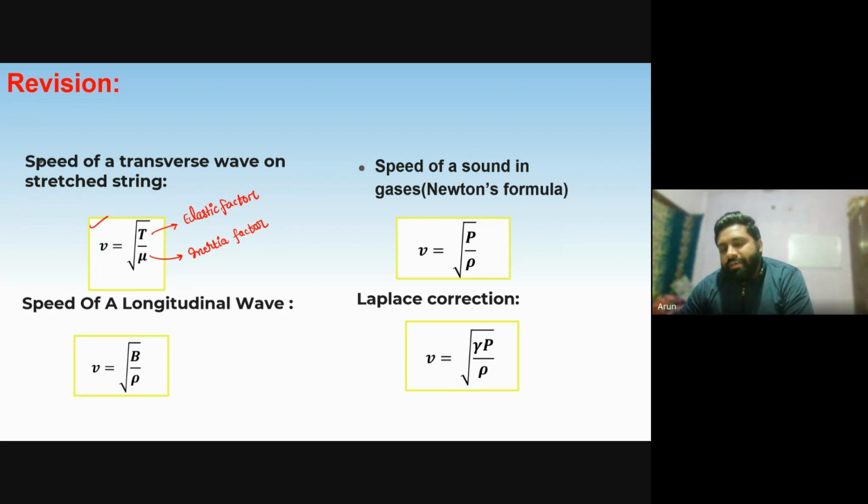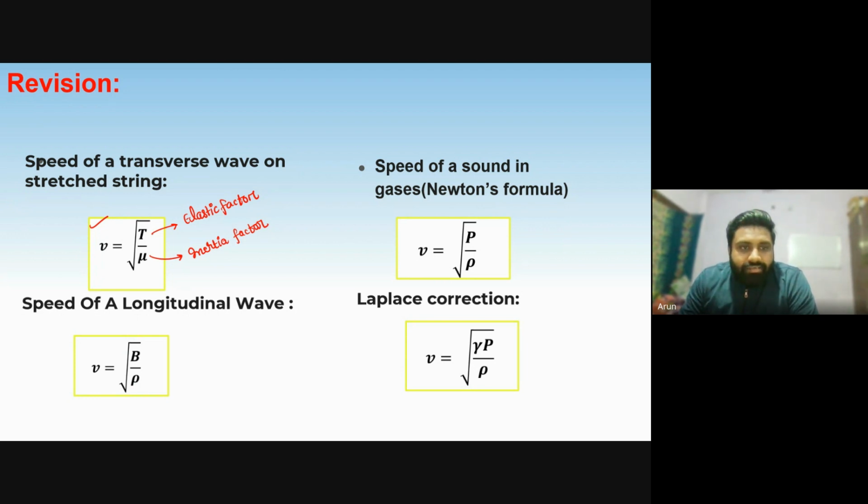Now the speed of a longitudinal wave that we have also discussed, it is root of B upon rho. Because in a longitudinal wave we are focusing on the change of pressure for a particular volume. We know that in a longitudinal wave the particles move along the line of wave motion, so it is just compressing or decompressing. Due to compression there will be an increase in pressure, and due to decompression there will be a decrease in pressure. For a particular volume, when the pressure increases, the medium is compressed, and when we decompress it, the volume will increase and the pressure will decrease.